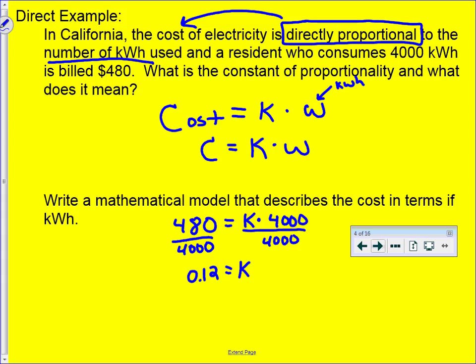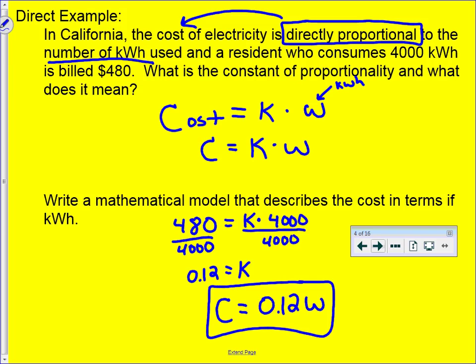What this tells us is this is the amount of money that you get charged for every kilowatt per hour that you use. This was the same example we talked about on the last page, where you had a base wage, an hourly wage. That's exactly what you're finding here. So our final answer would be your C is equal to your 0.12 W. And now we can be given any situation and accurately be able to describe that.